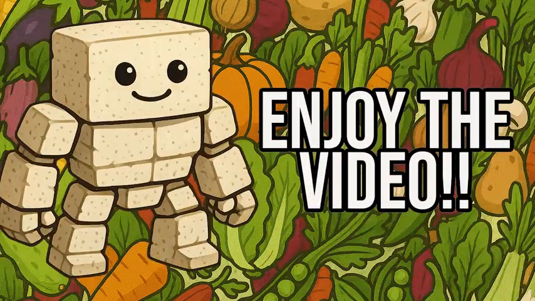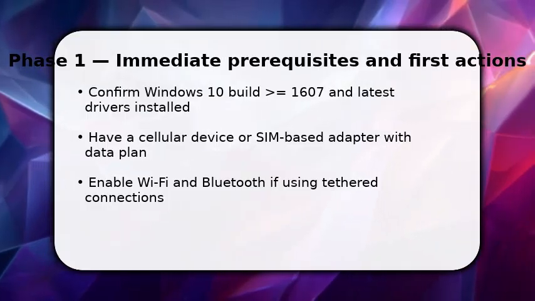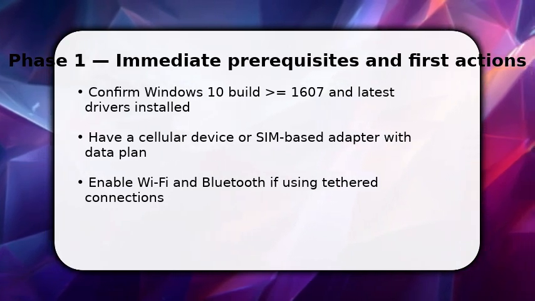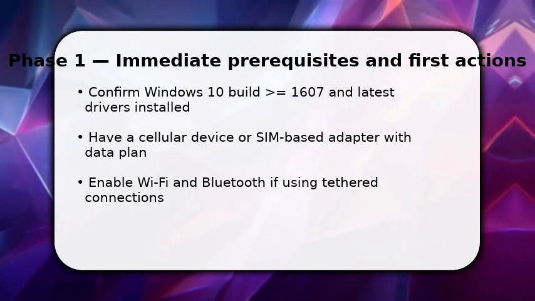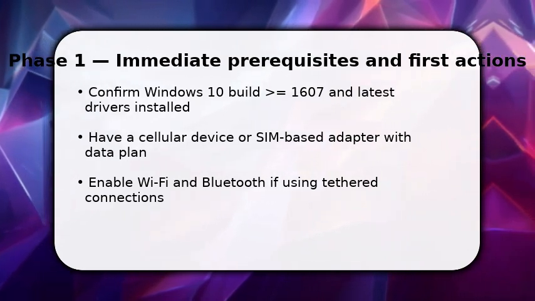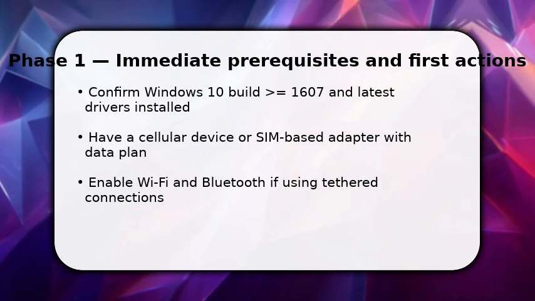Please enjoy the video. You start by confirming prerequisites: Windows 10 build and drivers, plus an active mobile data plan on your phone or USB modem. Once done, open Settings, then Network and Internet.